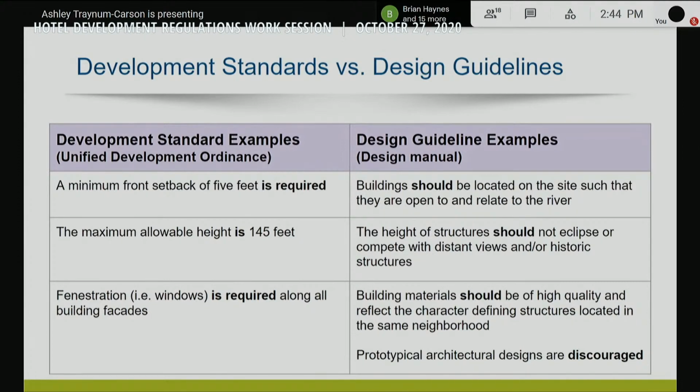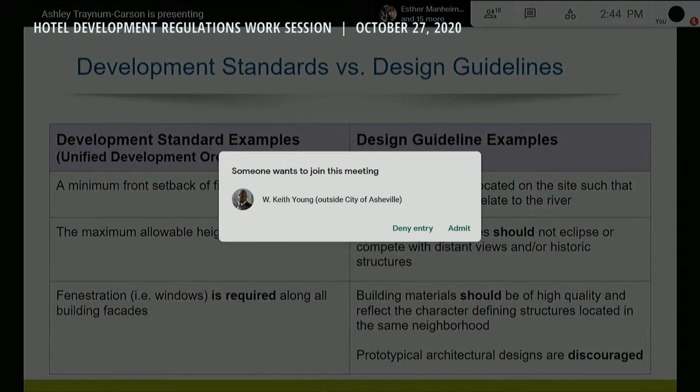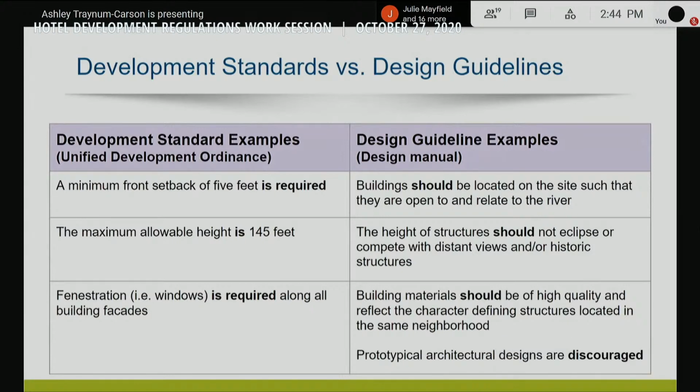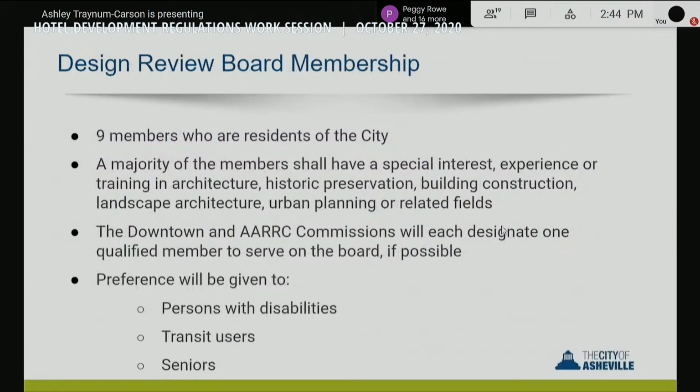Finally, the last example is that a standard would be related to fenestration or otherwise windows, that a certain number of windows might be required on the facade of the building, whereas a design guideline would say something like this: that building materials should be of a high quality, or that prototypical architectural designs are discouraged. Prototypical architectural designs meaning kind of a chain type hotel that we might see. So again, these are very subjective guidelines, but nonetheless would be up to the responsibility of a new design review body to review that.